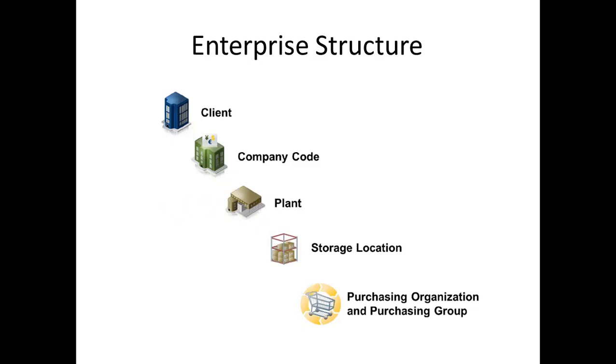Client will be one. For example, if Ashwath Enterprises is one organization, then Ashwath Enterprises will be the client. Under Ashwath Enterprises, you can have Ashwath Education Society. Under the same Ashwath Enterprises, you can have Ashwath Industries, Ashwath Food Packaging. You can have n number of company codes.